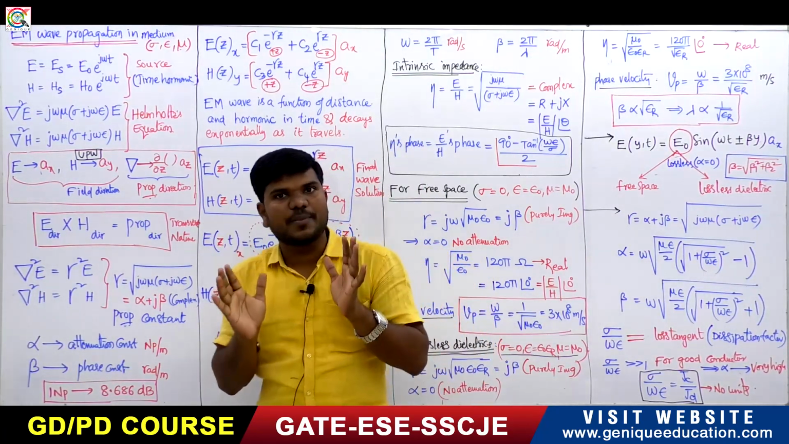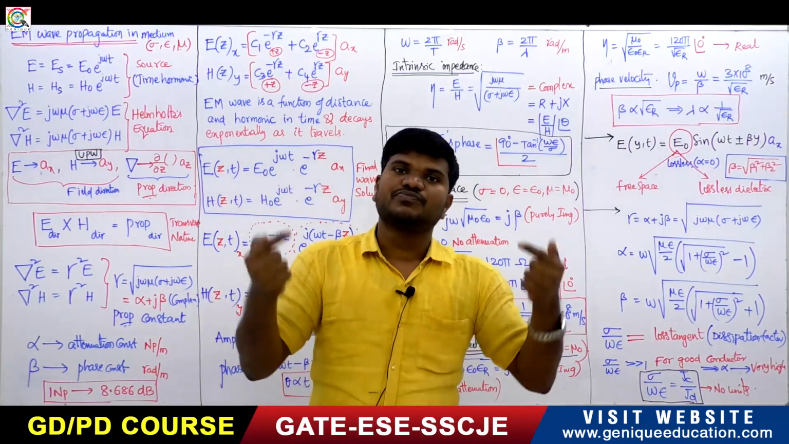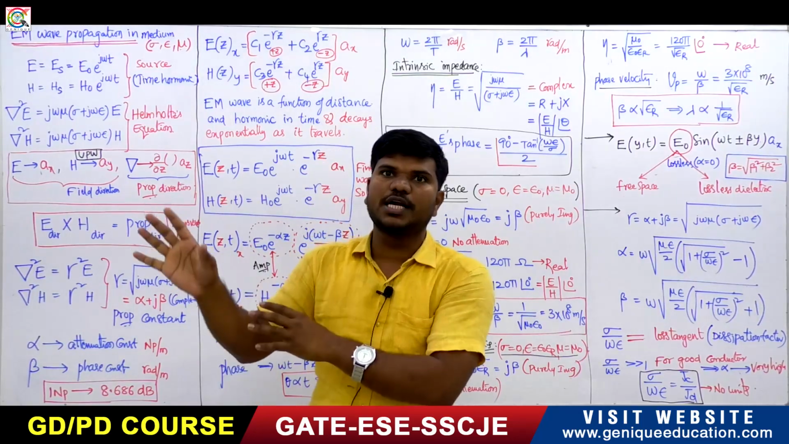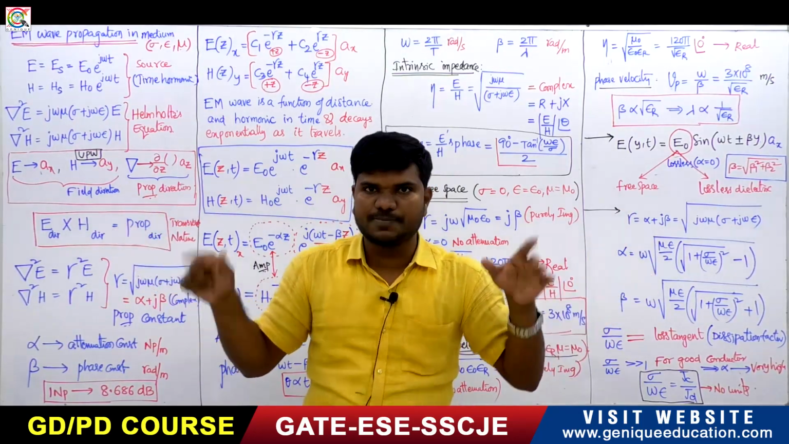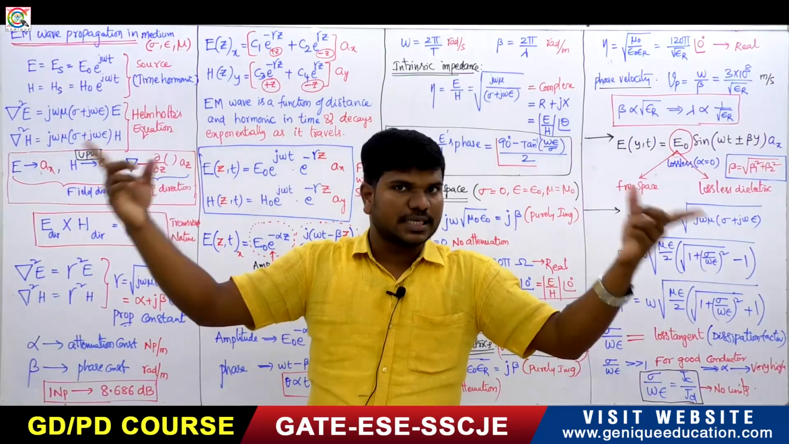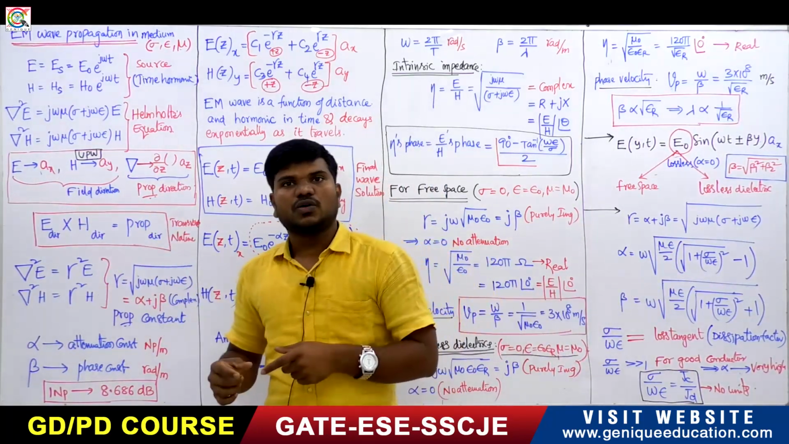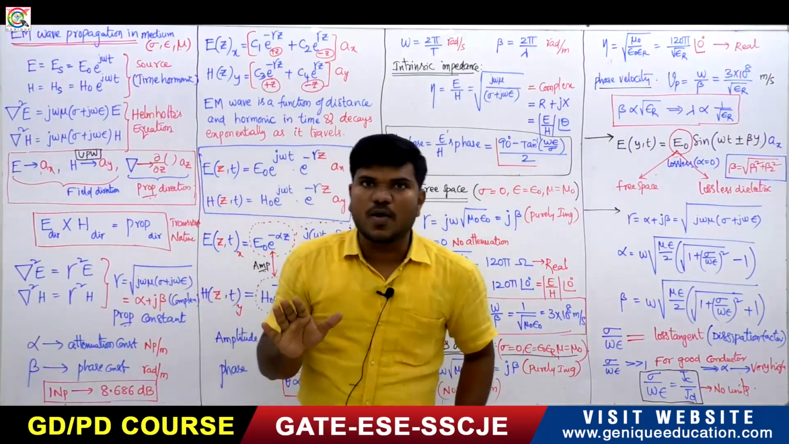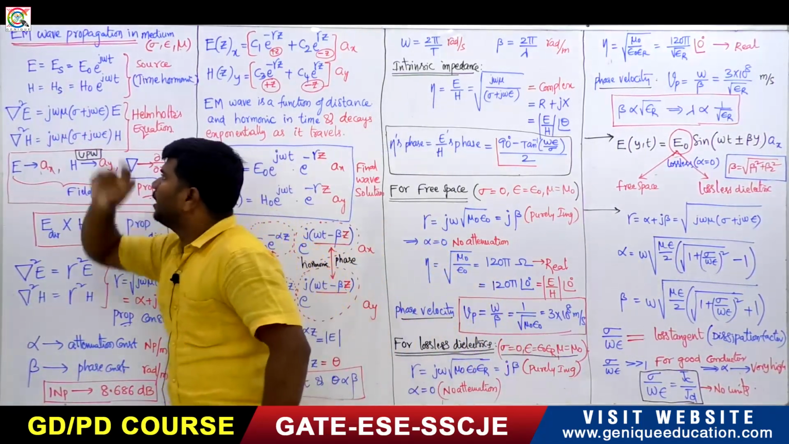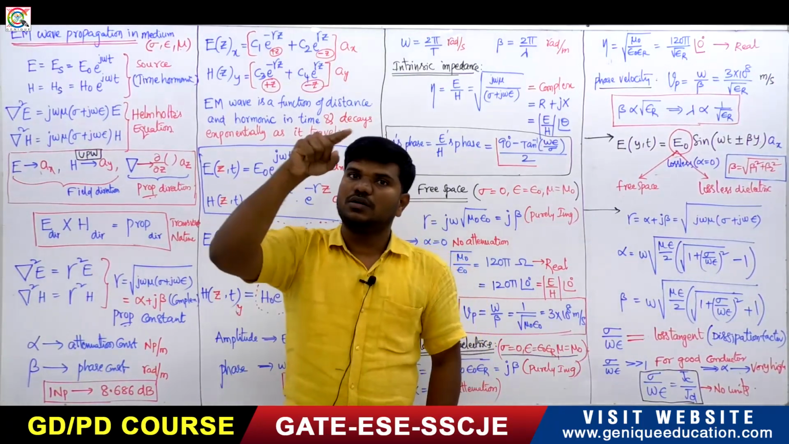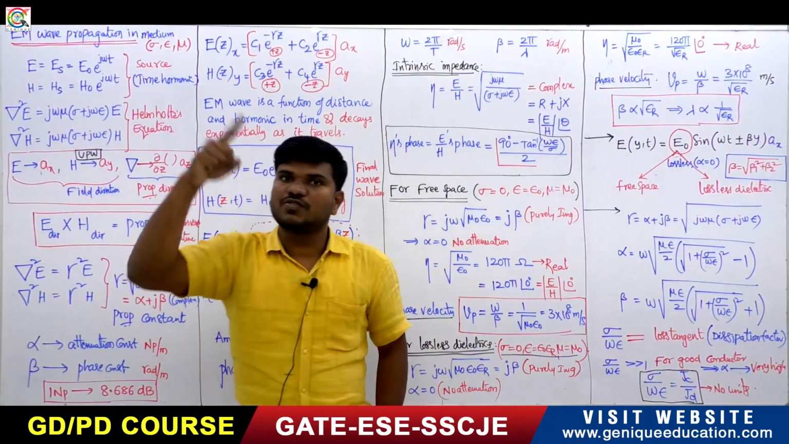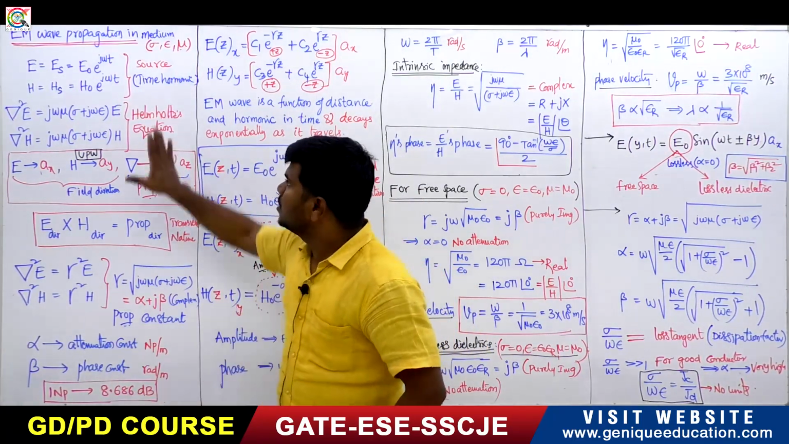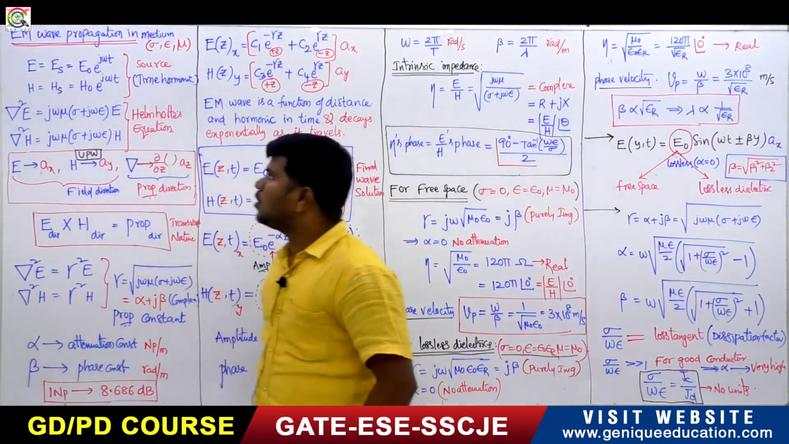What is the del operator? Already we know, the del operator analyzes the rate of change of a quantity in the direction of space. Space means x, y, z, or r, theta, phi, or rho, phi, z. Here we are concentrating only on Cartesian coordinates, so we replace del square with dou square by dou x square plus dou square by dou y square plus dou square by dou z square. These are called the Helmholtz equations.